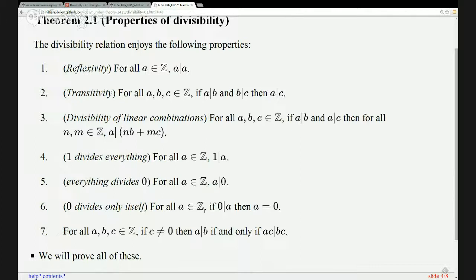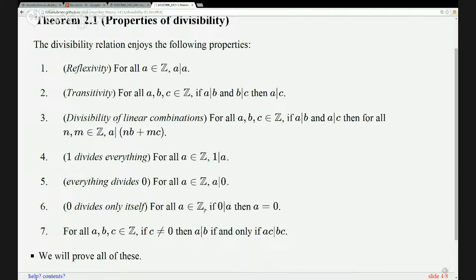So what are these properties? They're all properties about the relation divisibility. Reflexivity and transitivity. Reflexivity is about everything being related to itself. A divides itself for every integer A. Okay, so for every integer A, A divides A.